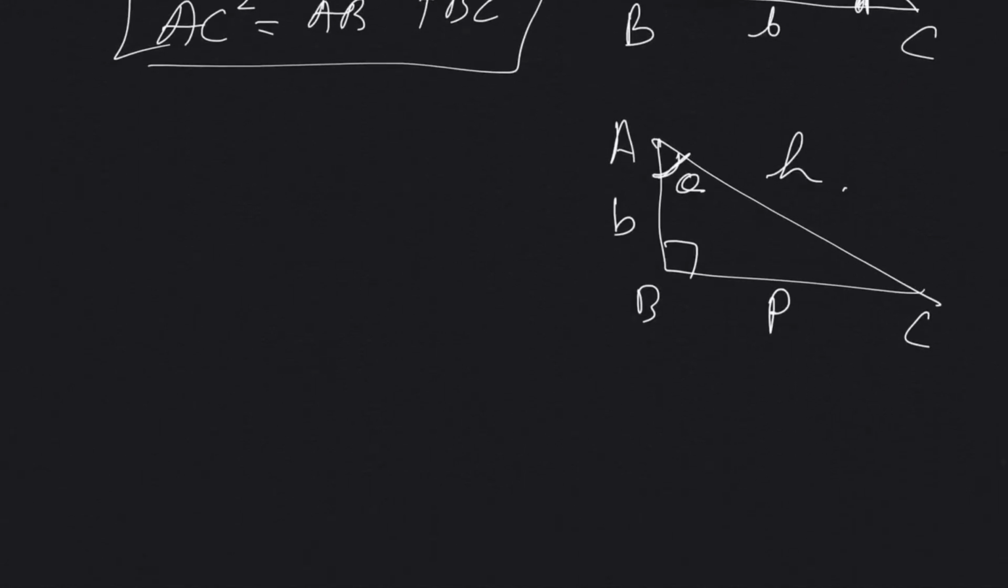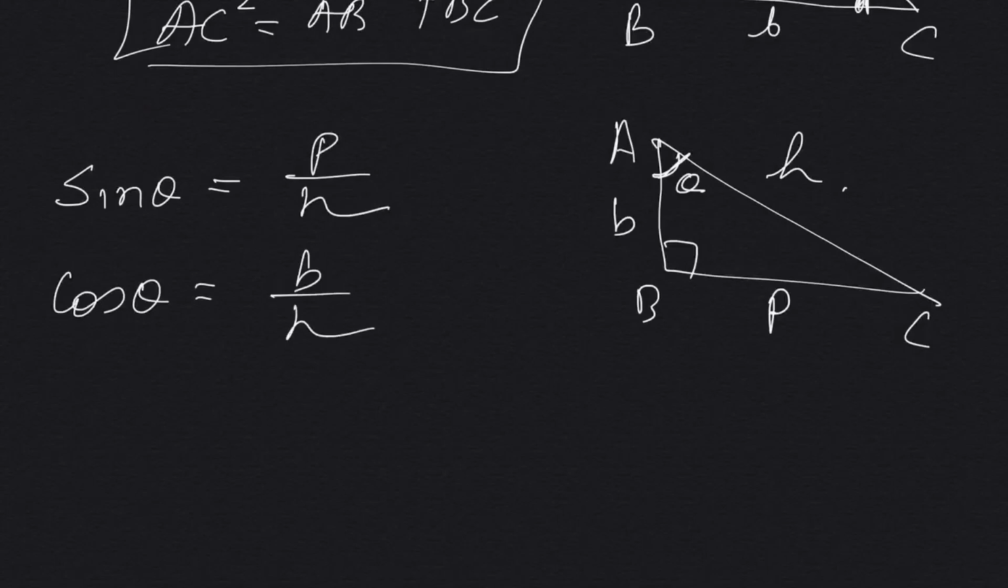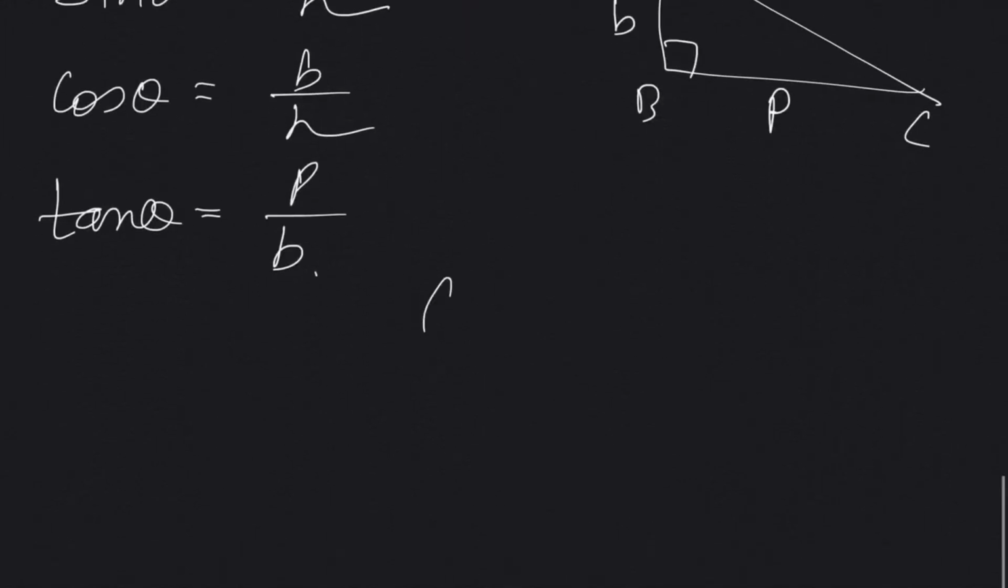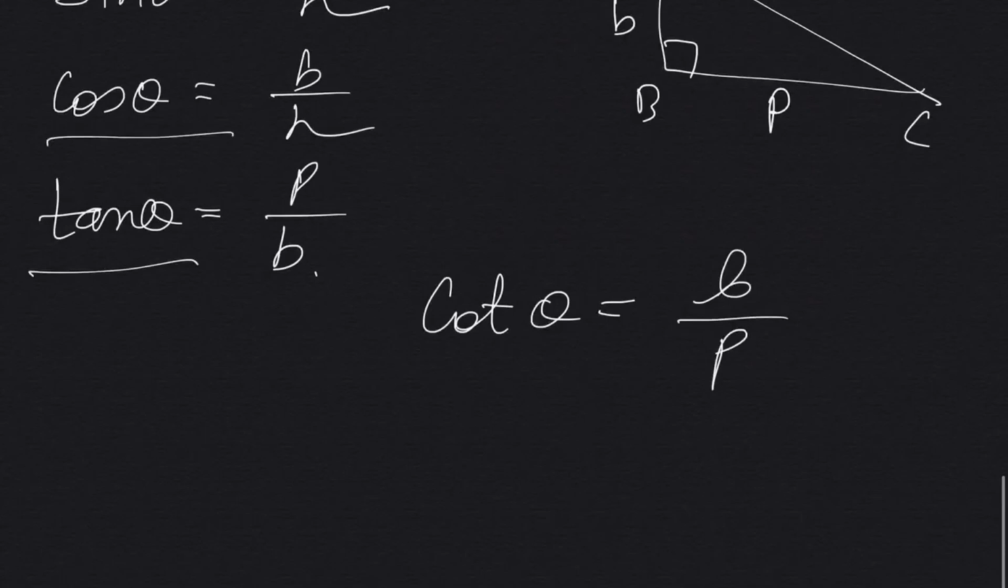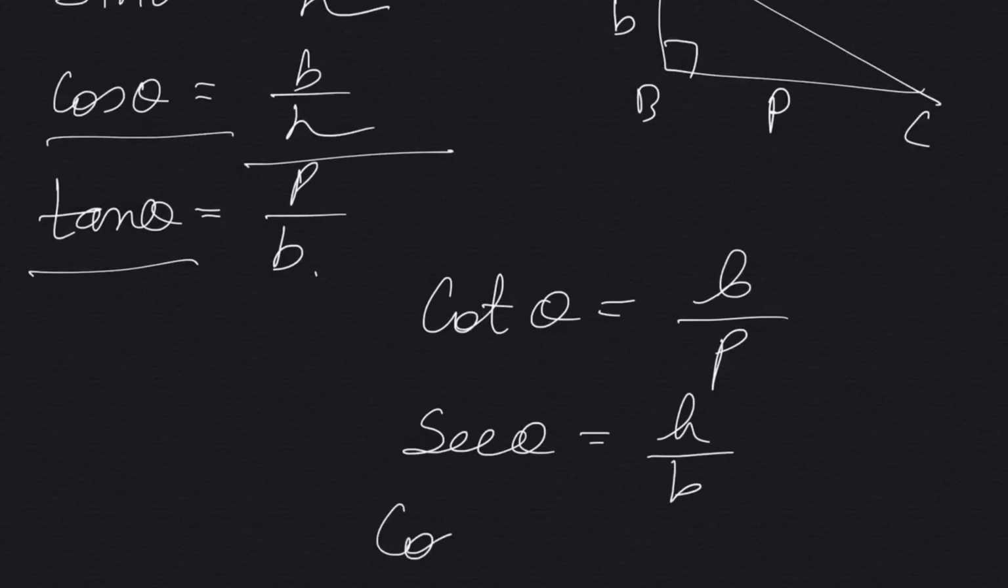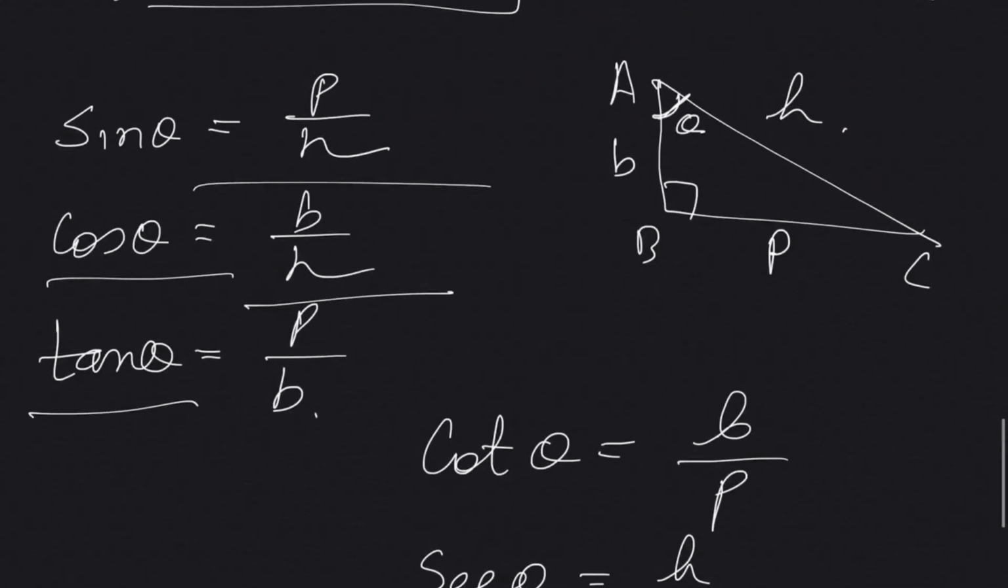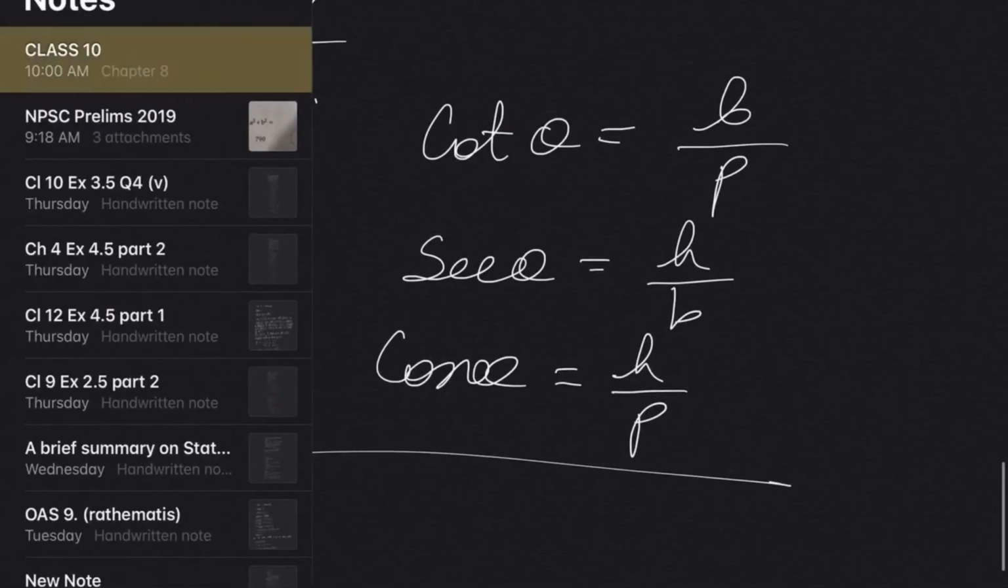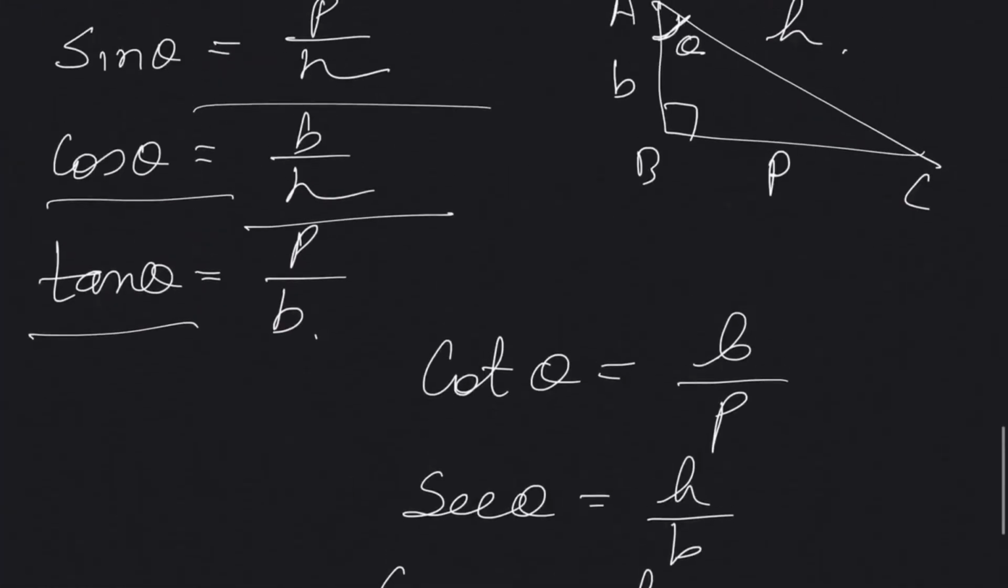Then we've learned the value of sin theta is equals to perpendicular by hypotenuse, cos theta is equals to base by hypotenuse, tan theta is equals to perpendicular by base, cot theta is equals to reverse of this, base by perpendicular, sec theta is equals to hypotenuse by base, and cosec theta is equals to hypotenuse by perpendicular, that is reverse of sin theta. Using these values and relations, we will start solving exercise 8.1.